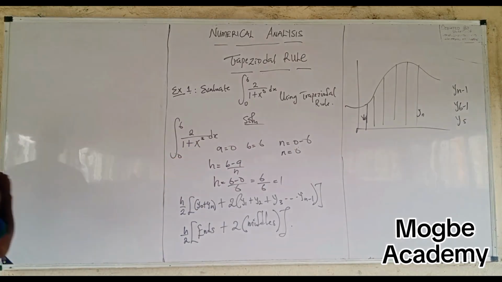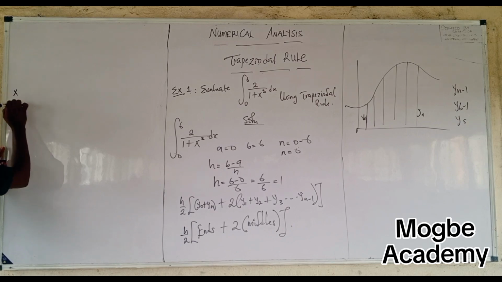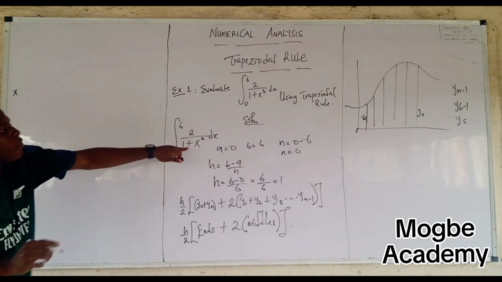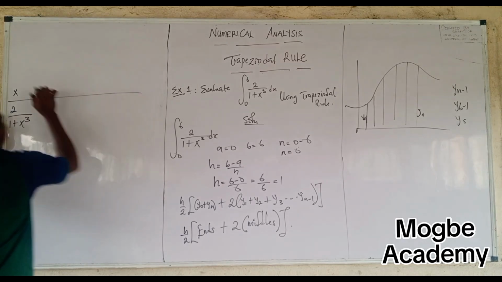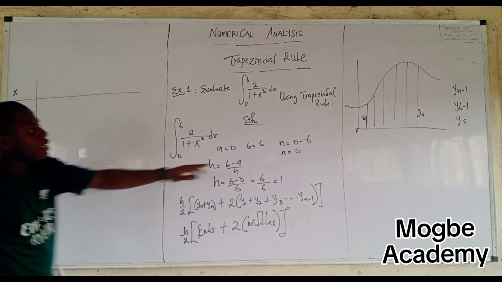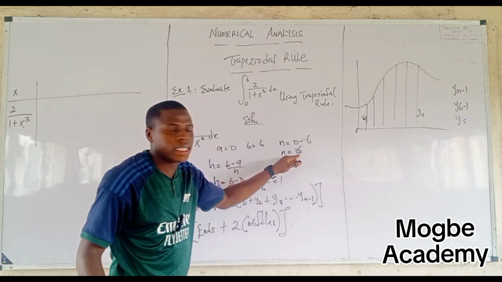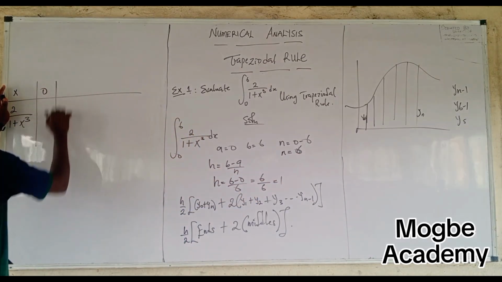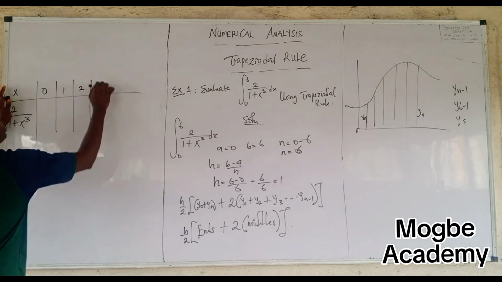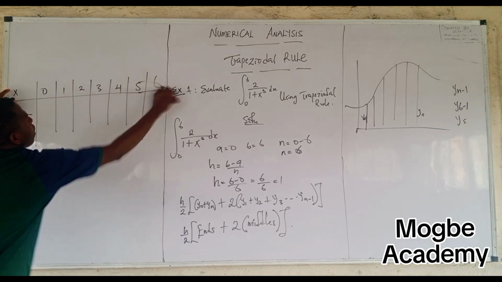Now, take this down. The first thing is creating a table for your interval. So you have x, and you create a table for your function given to you, which is 2 over 1 plus x cubed. Are we together? Now, basically, we are given n to be 6. We know our interval to be 6. Now, if you know your interval to be 6, you simply have 0, 1, 2, 3, 4, 5, and 6. Are we together?